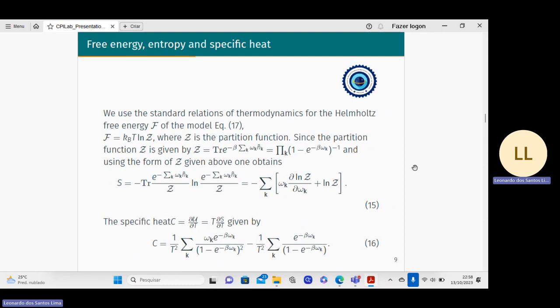We obtain the free energy, entropy and specific heat for the model using the canonical ensemble, where the free energy is given in terms of the partition function of the model, and the partition function is obtained for this model. Using the dispersion relation for the spin wave obtained by the Holstein-Primakoff approach, we obtain the entropy given by equation 15, and the specific heat expression given by equation 16.